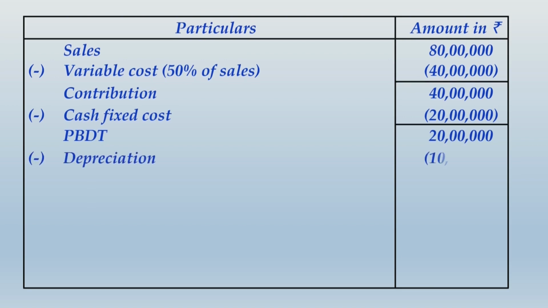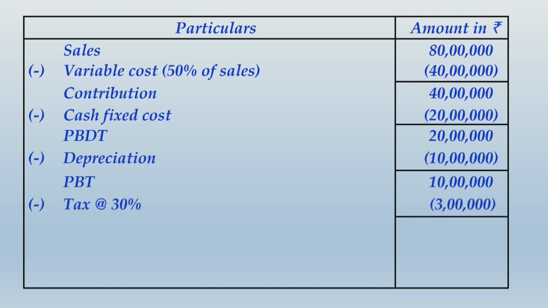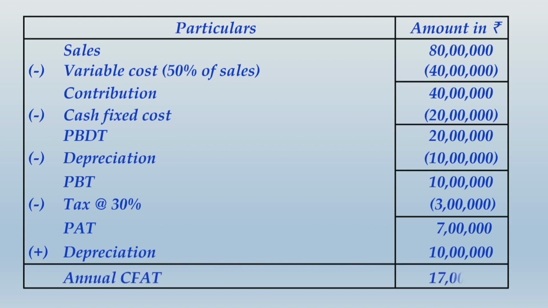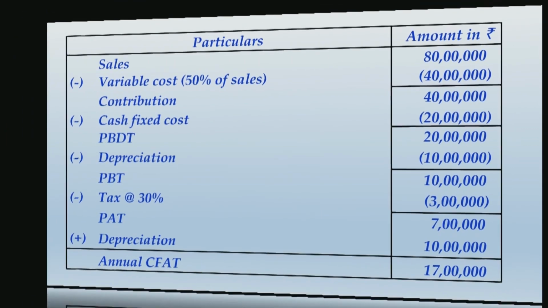Then subtract the amount of depreciation, that will be 10 lakhs. You will get profit before tax amounting to 10 lakhs. Tax rate is given as 30%. So 30% of 10 lakhs will be 3 lakhs. You arrive at profit after tax as 7 lakhs. And now add back the amount of depreciation, that is 10 lakhs, and you get annual cash flows after tax amounting to 17 lakhs. Let us move ahead and take up another similar example.